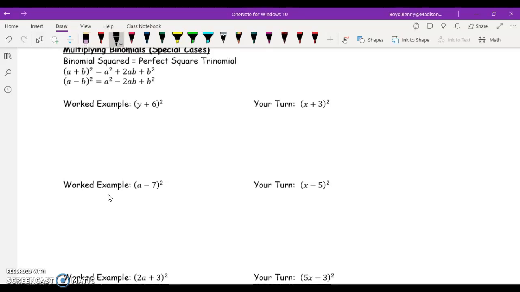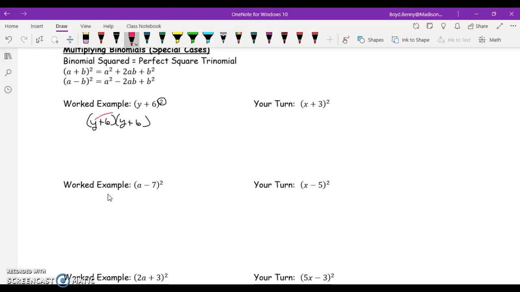So what does y plus 6 squared mean? Well, when I see a squared, I know it's being multiplied by itself. So that means that this is going to be y plus 6 times y plus 6. So I need to write that out, and then I can either use my box method or the distributive property to do this. Now, in this example, I'm going to use the distributive property this time, just so you guys can see that.